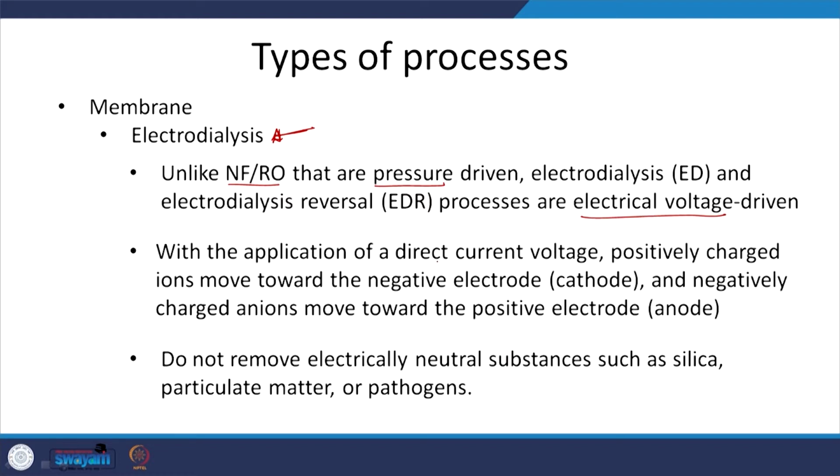What are we going to do? We are going to apply a direct current voltage, and that will bring about a movement in the relevant ions. We will look at the picture. How is it going to happen? Negatively charged ions move towards the positively charged anode, and positively charged ones towards the negatively charged cathode. And obviously, the issue is, if we have electrically neutral substances, then they will not be removed. Earlier it was in vogue and then fell out of favor after RO and such, but again I think it is coming back into the picture.